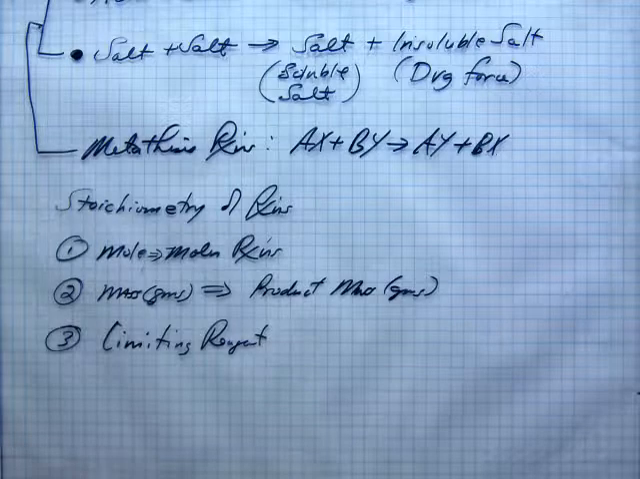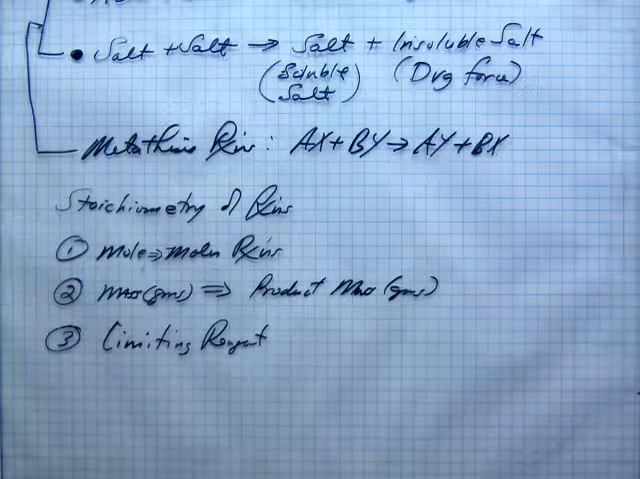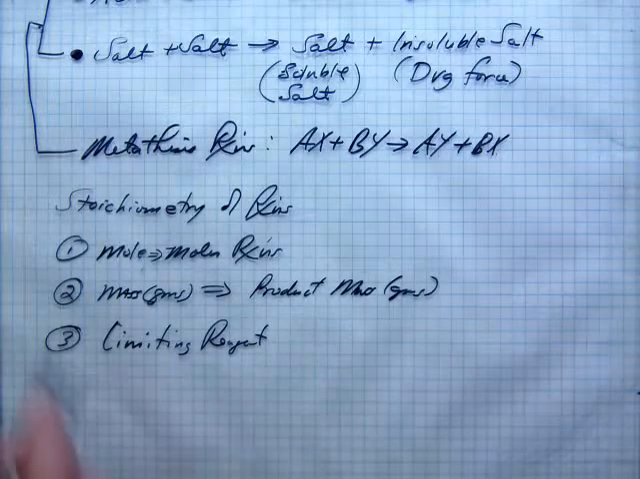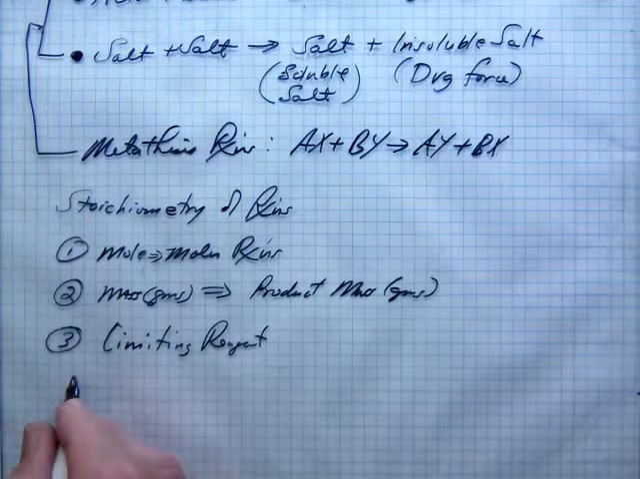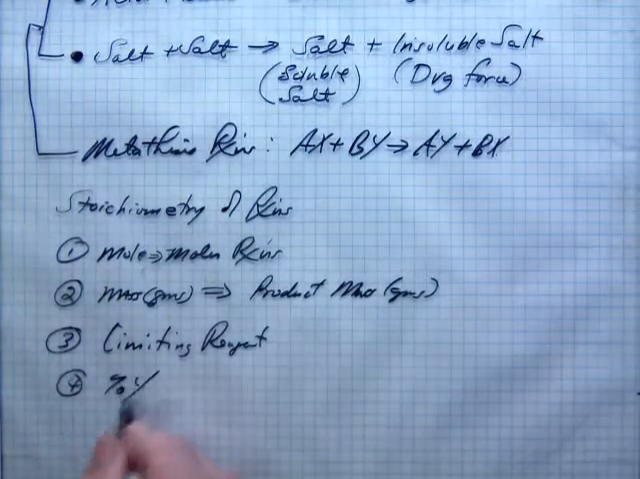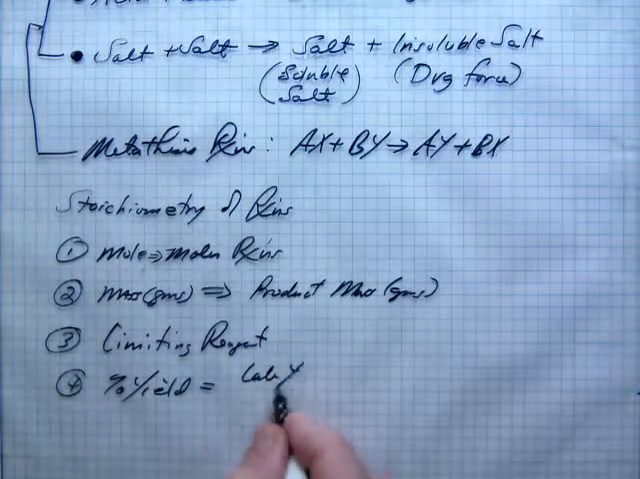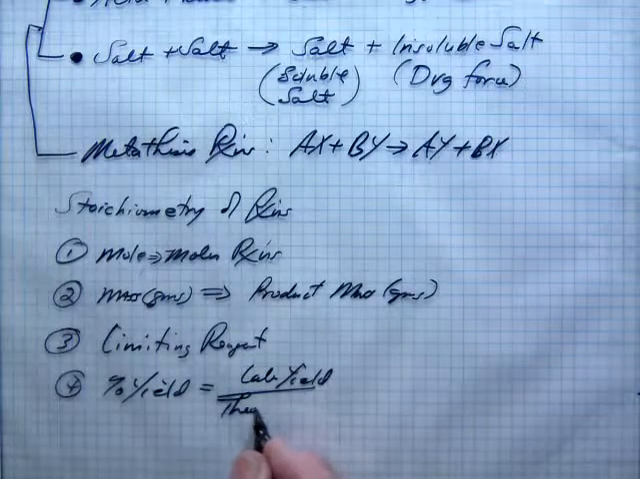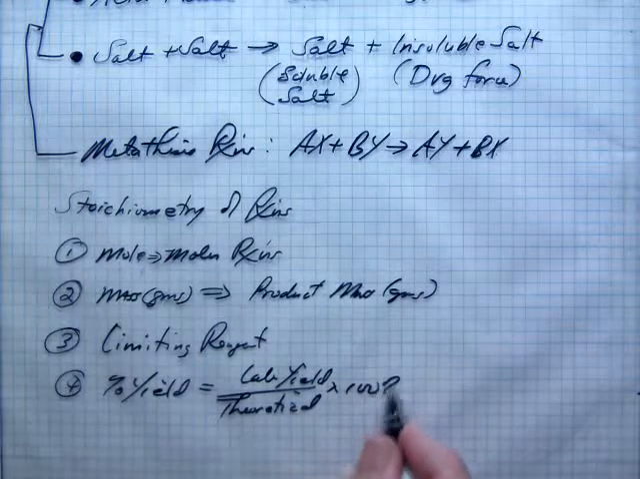And you may remember that. And then, of course, you still have the percent yields, which is the lab yield versus the theoretical yield kind of thing. Who's in excess and who's gone first. And we'll go ahead and put the percent yield, which is the lab yield over theoretical yield times 100%.